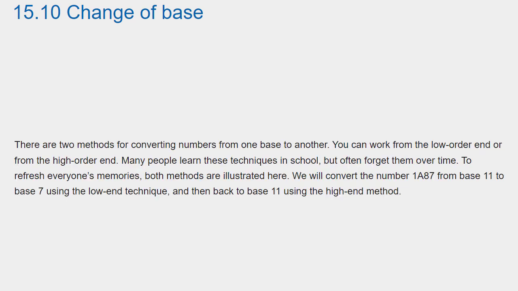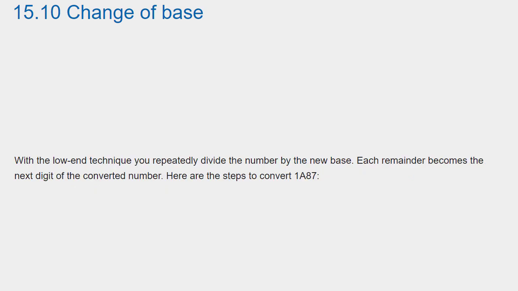There are two methods for converting numbers from one base to another. You can work from the low-order end or from the high-order end. Many people learn these techniques at school, but often forget them over time. To refresh everyone's memories, both methods are illustrated here. We will convert the number 1A87 from base 11 to base 7 using the low-end technique, and then back to base 11 using the high-end method.